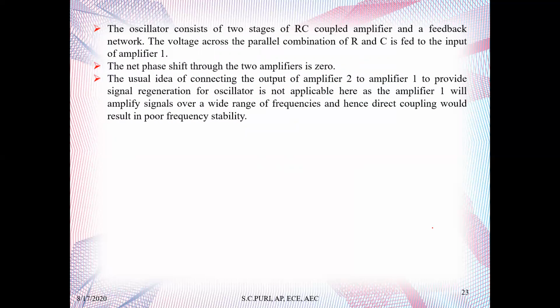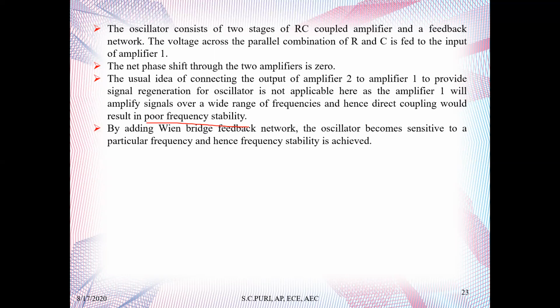The usual idea of connecting the output of amplifier 2 to amplifier 1 to provide signal regeneration for the oscillator is not applicable here, as amplifier 1 will amplify signals over a wide range of frequencies, and hence direct coupling would result in poor frequency stability. By adding the Wein feedback network, the oscillator becomes sensitive to a particular frequency, and hence frequency stability is achieved.